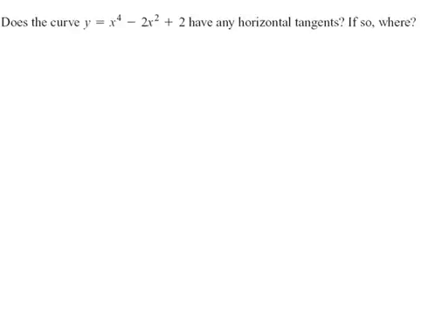Does the curve y equals x to the fourth minus 2x squared plus 2 have any horizontal tangents? If so, where? Well, first of all, we know that there would have to be at least one horizontal tangent, because I'm thinking of what I learned from 1050 about polynomials of degree 4, and their left and right hand behavior is like this. And so somewhere they're going to have to have a place where the slope of the tangent is horizontal, because there will have to be a turning point.